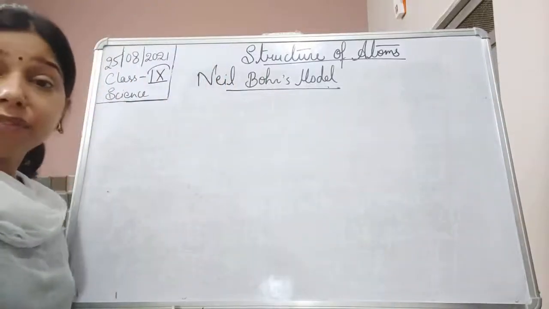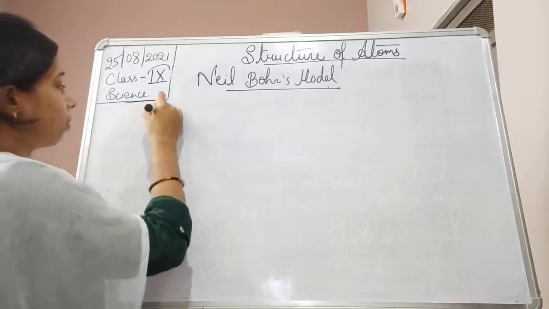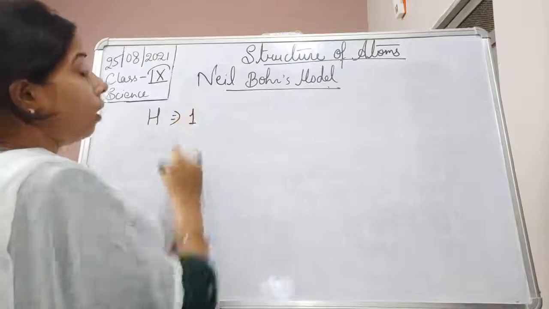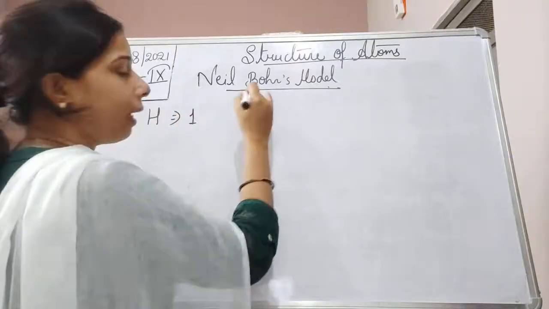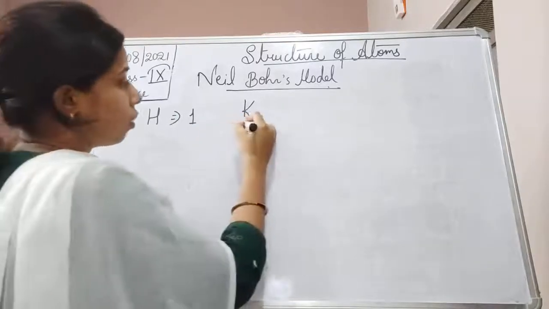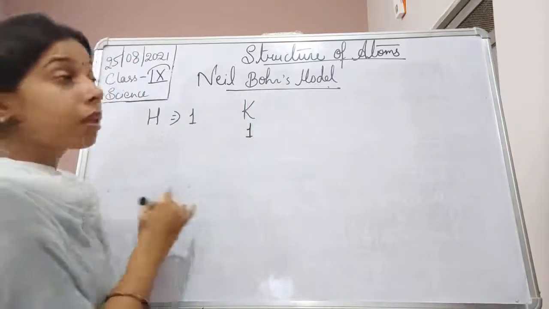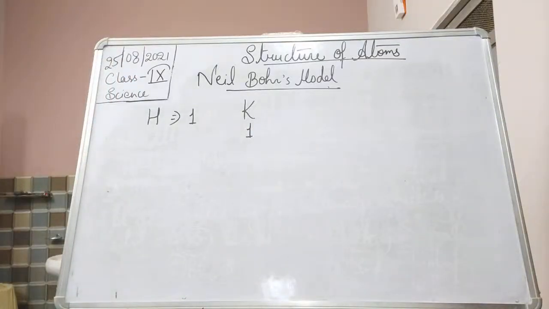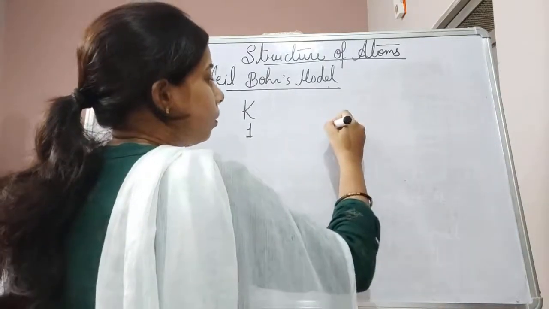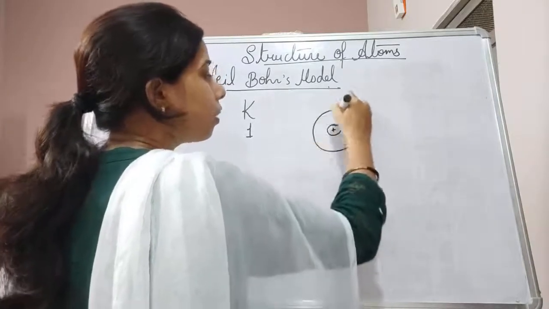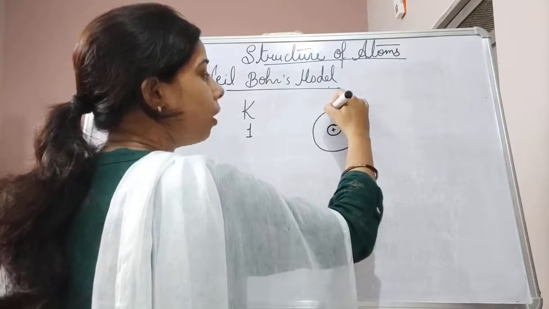Now see here, if I talk about hydrogen. This is the symbol of hydrogen, atomic number is 1. So the electronic configuration will be only K, because only 1 electron is there, so it will enter into the K shell. So here it will be 1. What kind of a structure will we form here, students? The atomic structure will be: this is the nucleus, and outside this nucleus there is a K shell which is having only 1 electron.